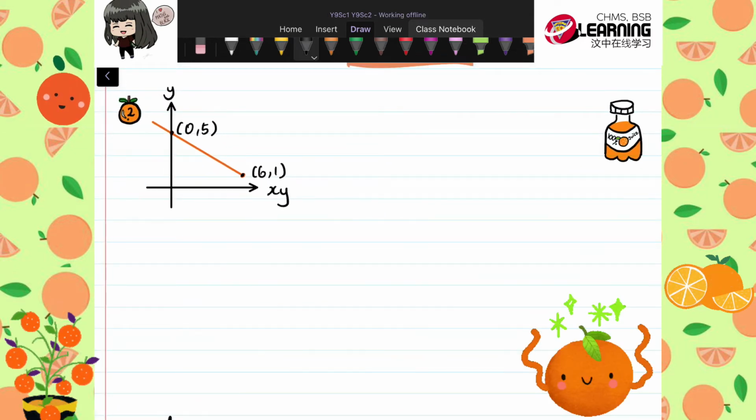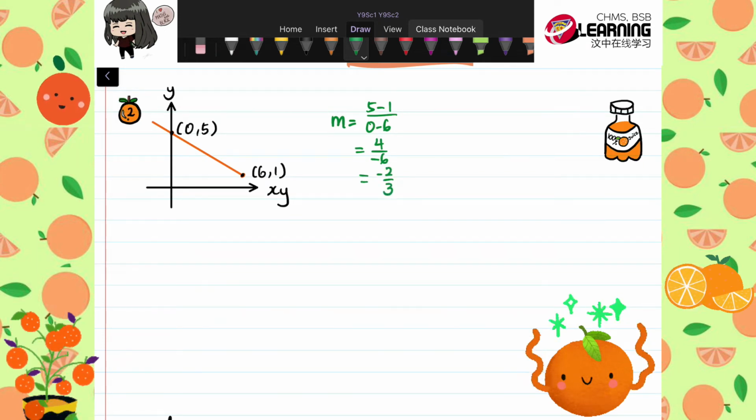So first step is finding gradient. So I find my gradient first. My m is y2 minus y1 over x2 minus x1. So 4 over negative 6, so my gradient is negative 2 over 3. And my c is already here. You see the y-intercept is 0, 5, so it's 5. This will be my step 1, finding m and c. So my next step is, form a y equals to negative 2 over 3 big X plus 5.